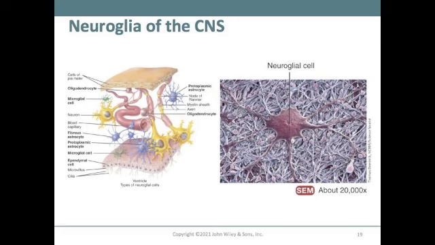And then you can see here we're going to be talking about these coming up. So the oligodendrocyte, the astrocyte. So this is another part of the central nervous system that we'll talk about in a few slides.